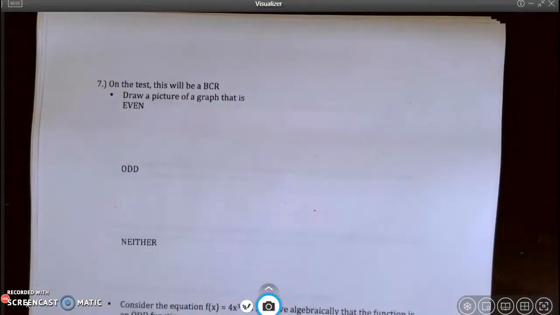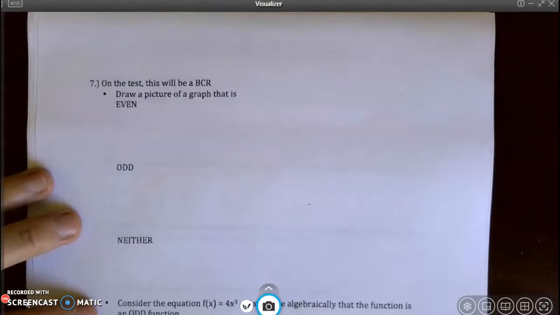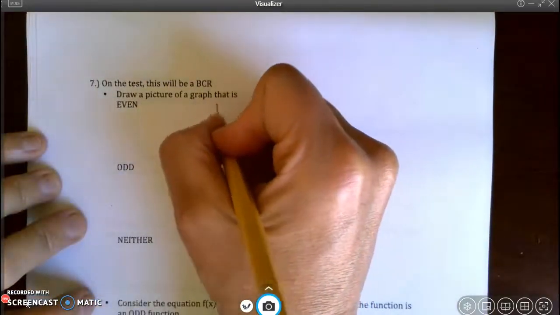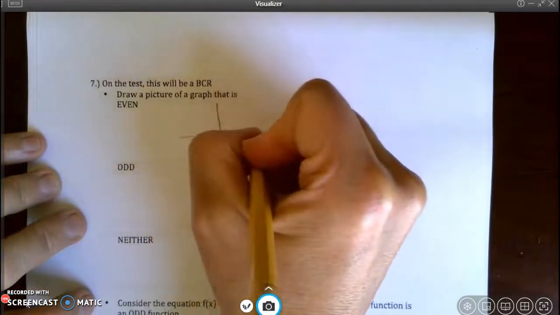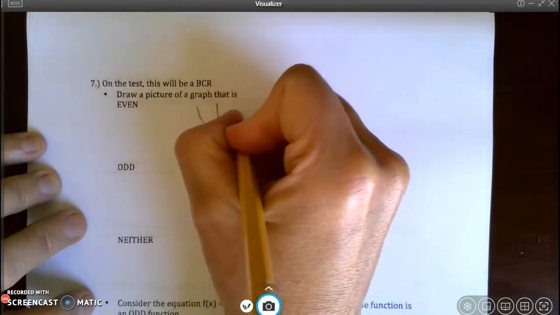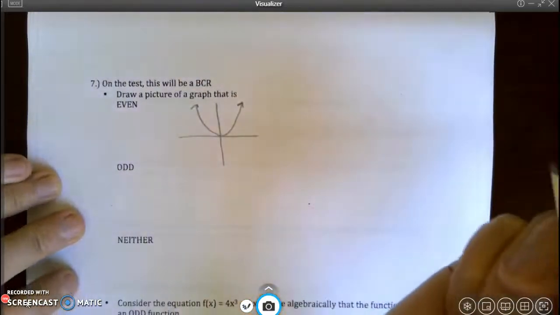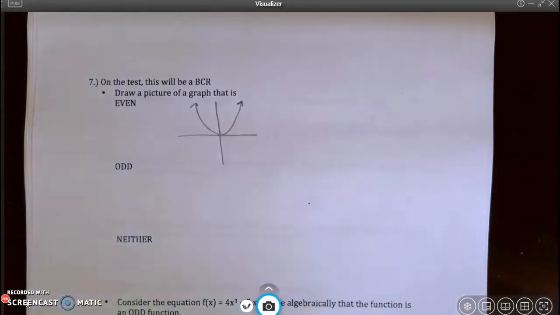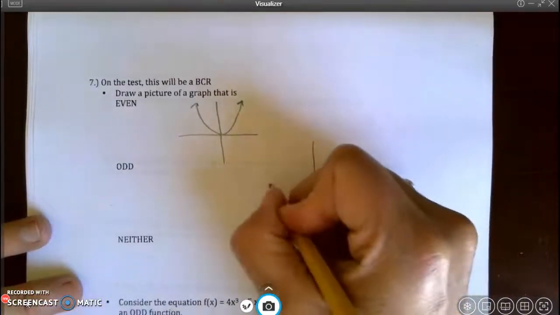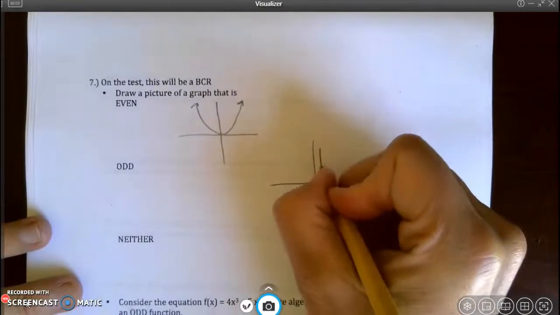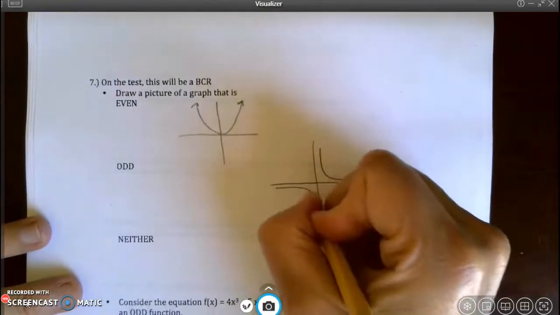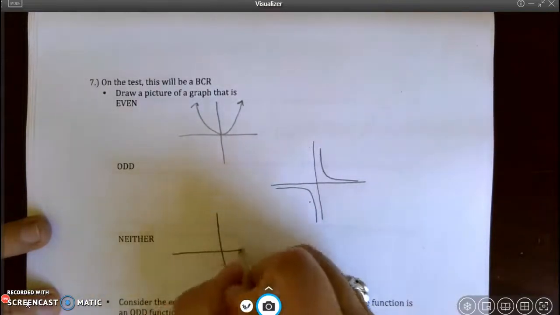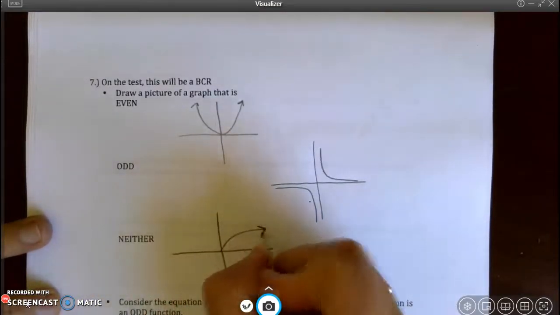Next, on the test, this will be a BCR. Draw a picture of a graph that is even. Okay, a graph that is even is reflection symmetric over the y-axis. I don't have to draw that one, but just make sure yours is reflection symmetric over the y-axis. An odd graph is rotation symmetric. I'm going to draw that inverse graph again. One that is neither even or odd, I'm going to draw the square root graph.